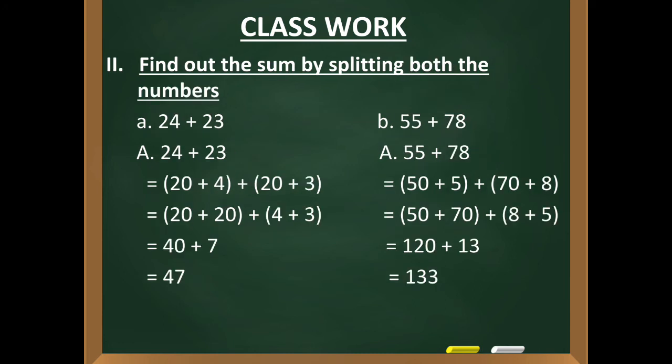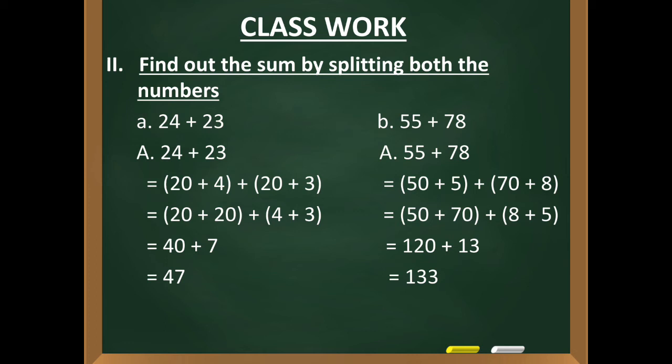Now splitting both the numbers, you have to split both the numbers. So the given question is 24 and 23. So 24 means 20 plus 4, 23 is 20 plus 3. Then take the 2-digit numbers first, then add the remaining digits in the other group. Then 20 plus 20 is 40, 4 plus 3 is 7. Then you add these two numbers together, that is 40 plus 7, that gives you 47.